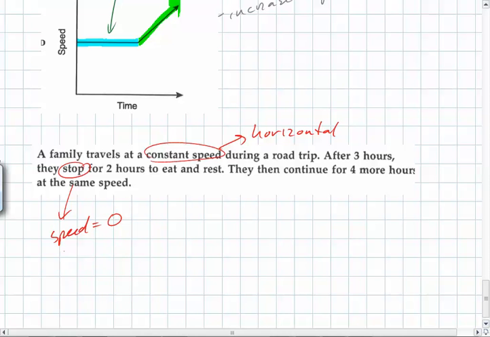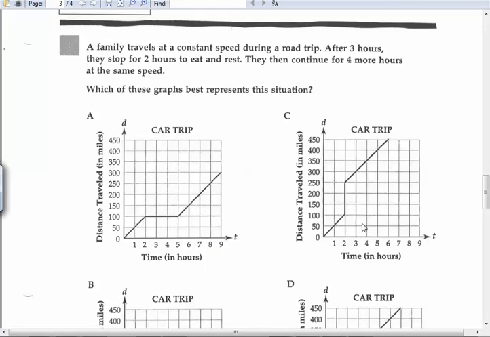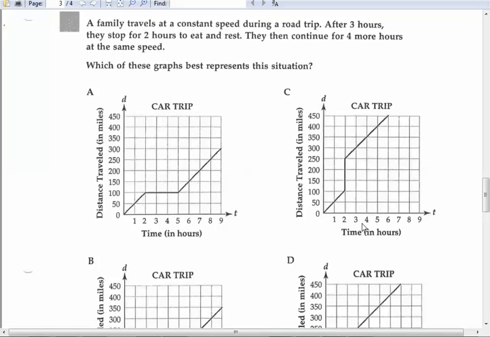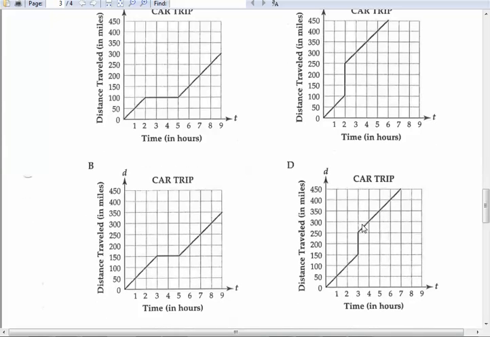So this isn't distance. I know. We're talking about speed here. So this is just for speed. So for 2 hours they eat and rest, so the speed is still 0, and then they continue for 4 more hours at the same speed. So when you're looking at these graphs, you're looking for actually distance. So we're not looking at the same thing we did before. We're looking at distance. So if you move at a constant speed, what happens to your distance from where you started?